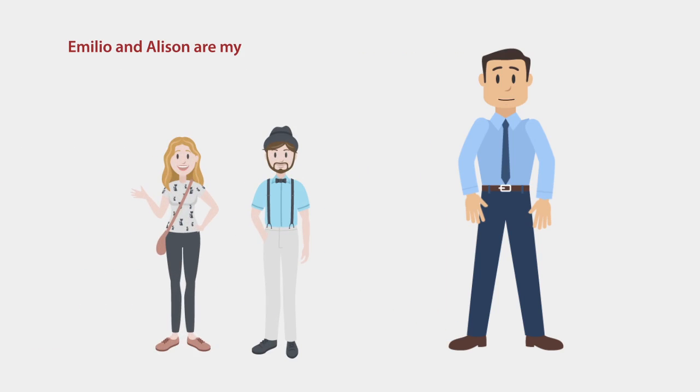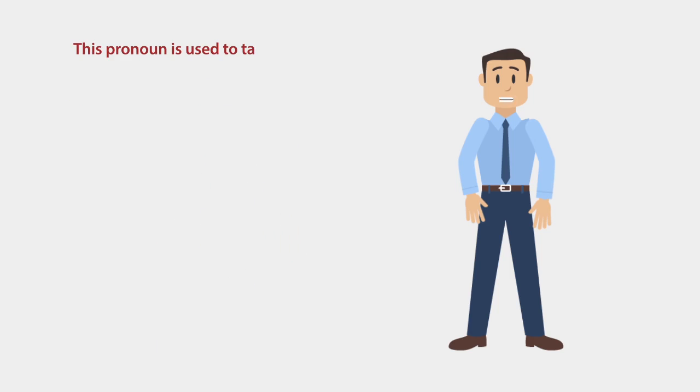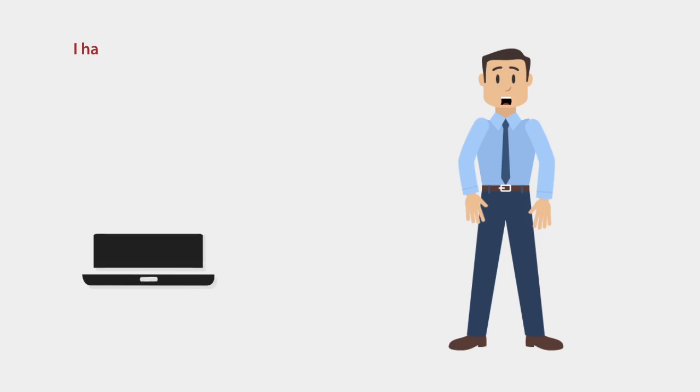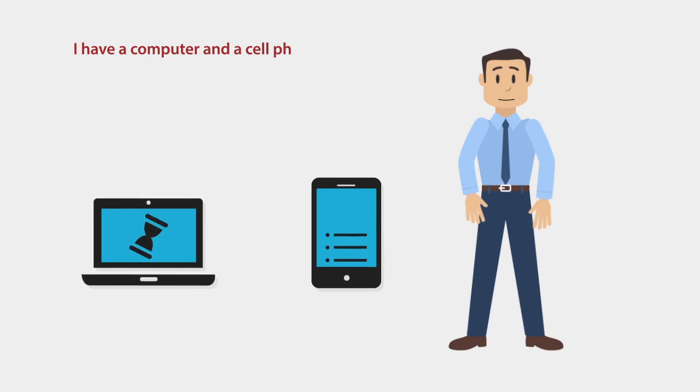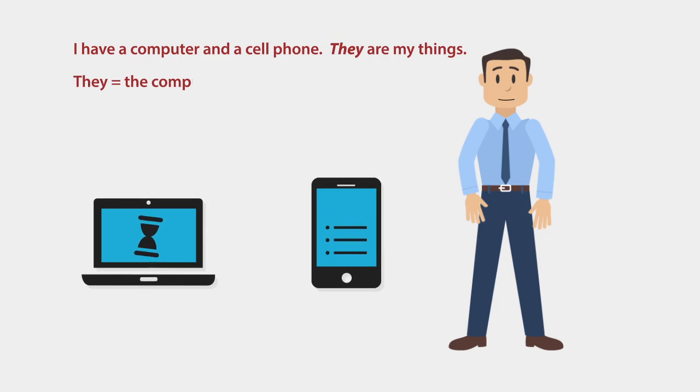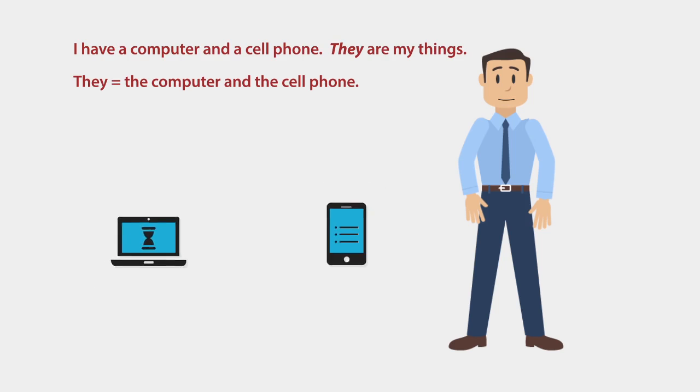Emilio and Alison are my students. They are very intelligent. They, Emilio and Alison. This pronoun is used to talk about two or more things too. I have a computer and a cell phone. They are my things. They, the computer and the cell phone.